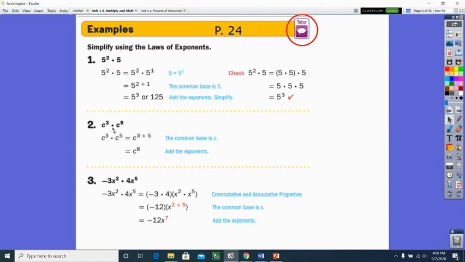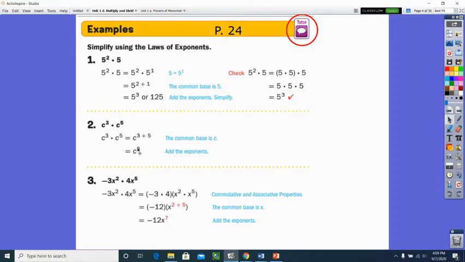Now here, notice it's not a number as a base, it's a variable. So you write the base, which is a c, and you add the exponents, and you would have 8 factors of c to the 8th, 3 of them here and 5 of them there, making a total of 8. So this would be c times c times c, and this would be c times c times c times c times c. 3 here, 5 there, 8 altogether.